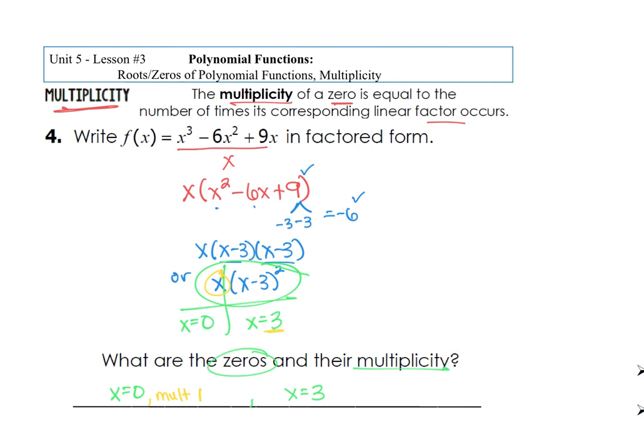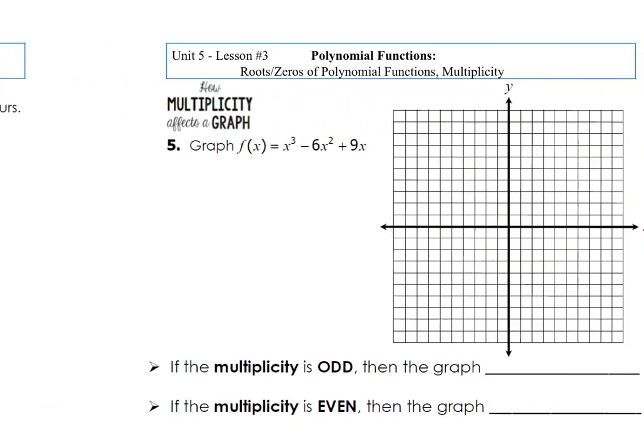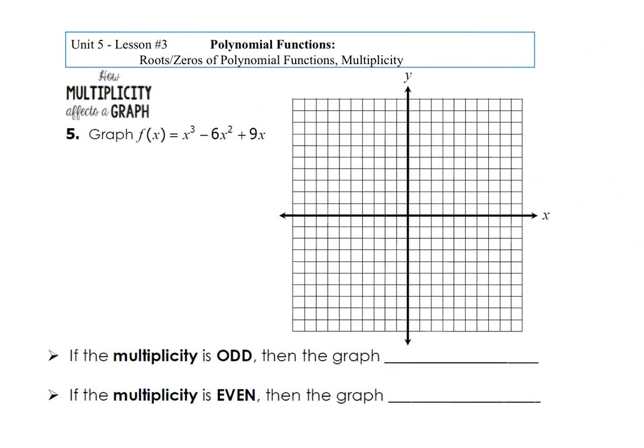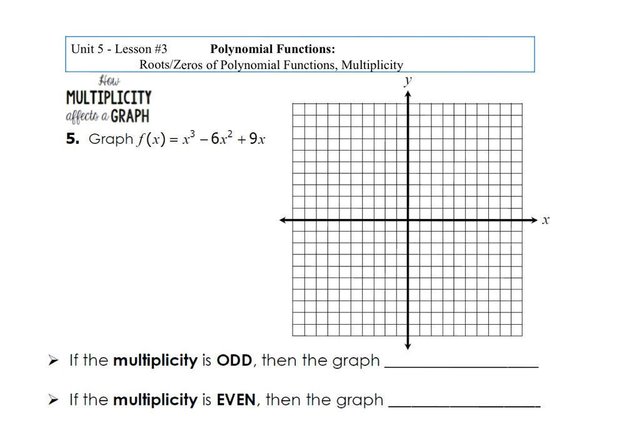When I had my 0 of 3, that came from the factor of x minus 3, and the exponent attached to that was squared. So we say at x equals 3, we had a multiplicity of 2. And that's the part we're answering for now. Again, we're going to talk about what that means on this next slide. So let's go to it right here. So now we're supposed to graph this function that we just factored and found the zeros of.